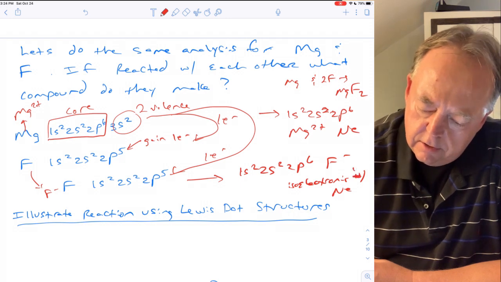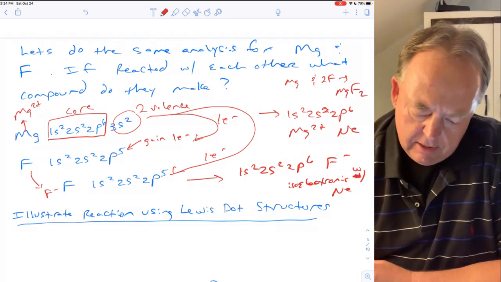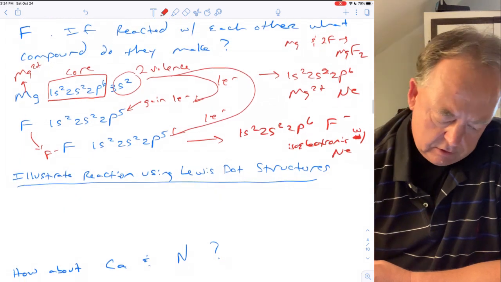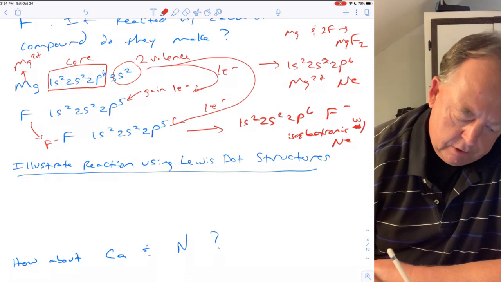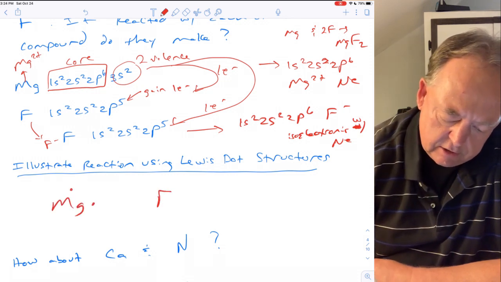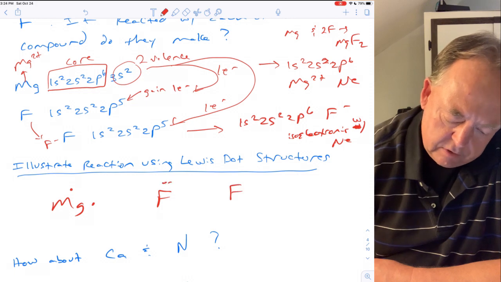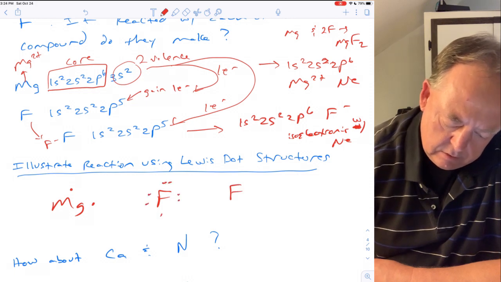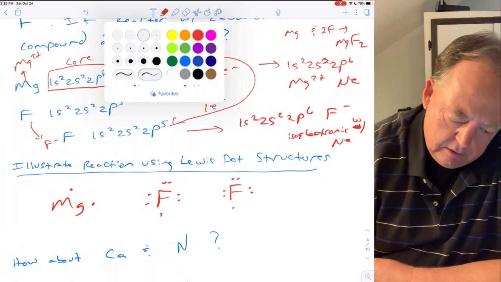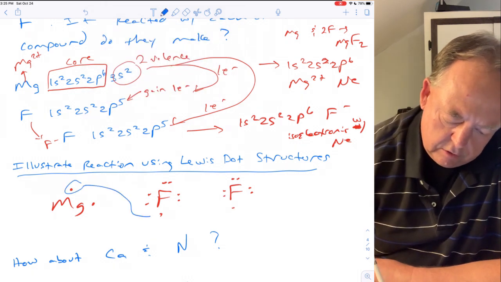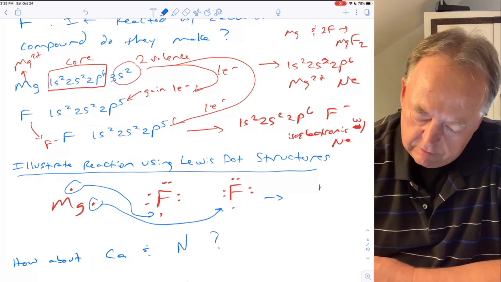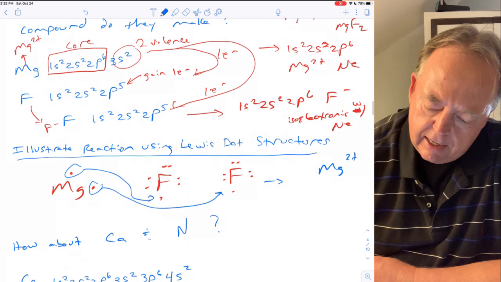Right, with neon. But again, you need two fluorines for every one magnesium. So if we wanted to illustrate this using Lewis dot structures, we have magnesium with two valence electrons, and we need two fluorine atoms that have 7 valence electrons. One of these electrons goes to that fluorine, one goes to that fluorine, and you would make an Mg2+ cation.